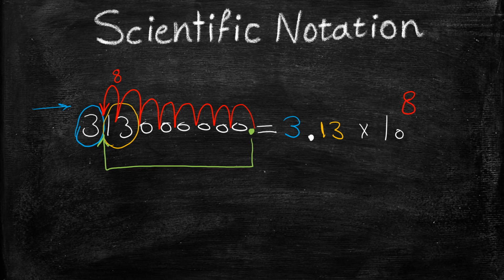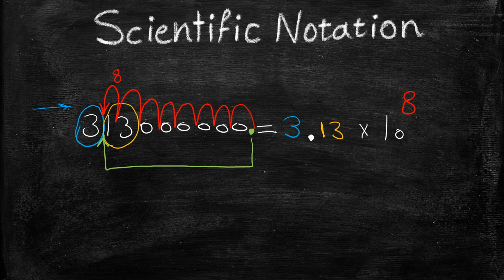Is it positive or negative? Let's see. We moved the decimal point to the left. We made the number from, who knows, like 3 million, or I don't know what this large number is, we made it smaller, 3.13. So the number is made smaller, so we have to make it up in the power of 10. So it has to be positive 8.